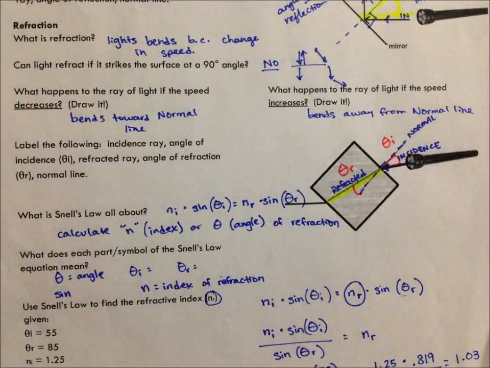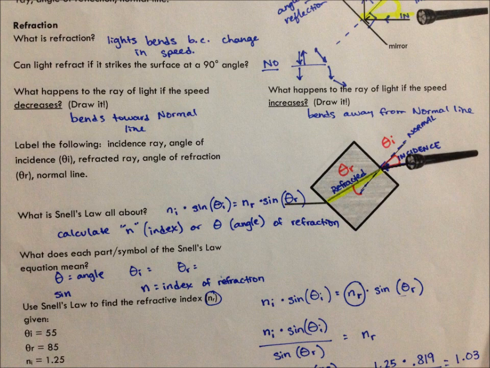If the speed of a ray of light decreases as it passes through a substance, that ray of light is going to bend toward the normal line. If it's going to increase as it passes through a substance, it bends away from the normal line as it increases in speed. Next, I've got a diagram.